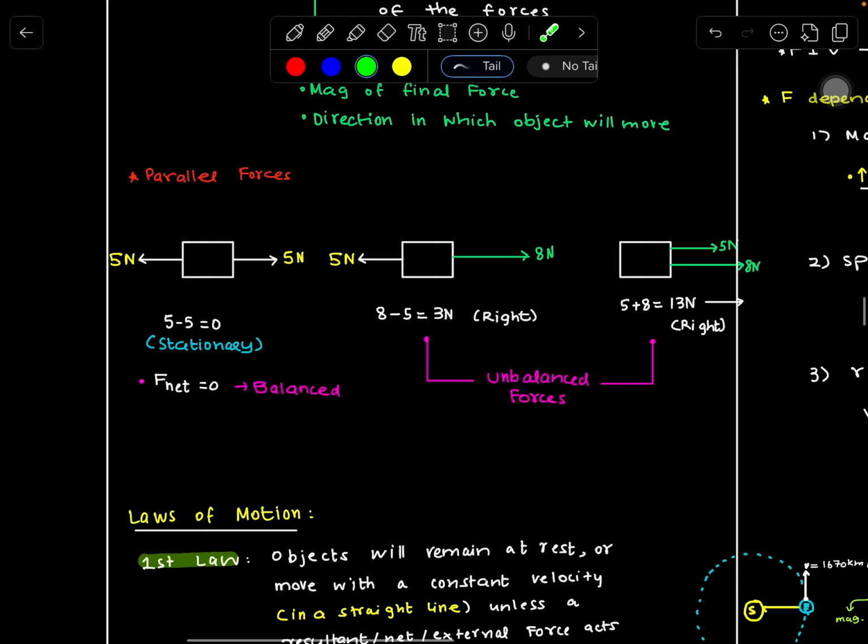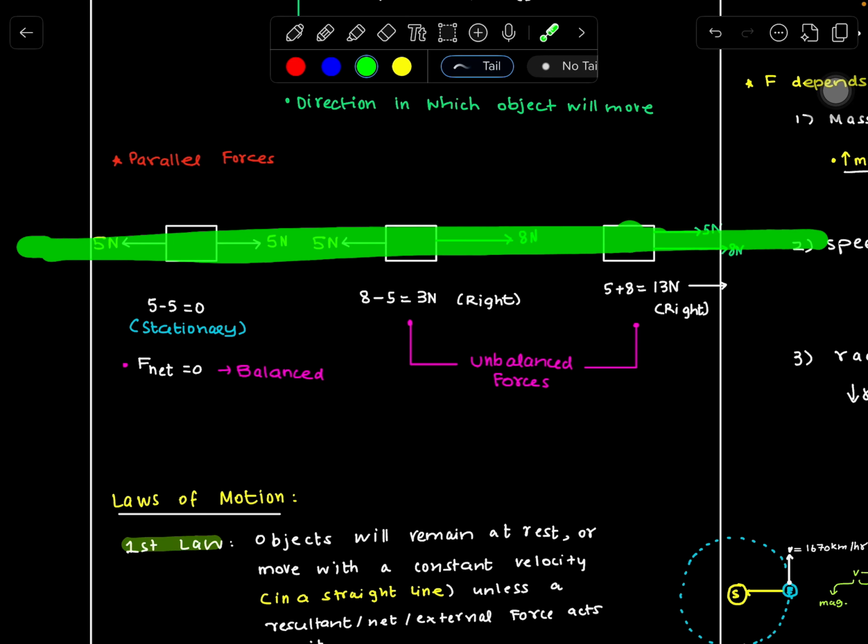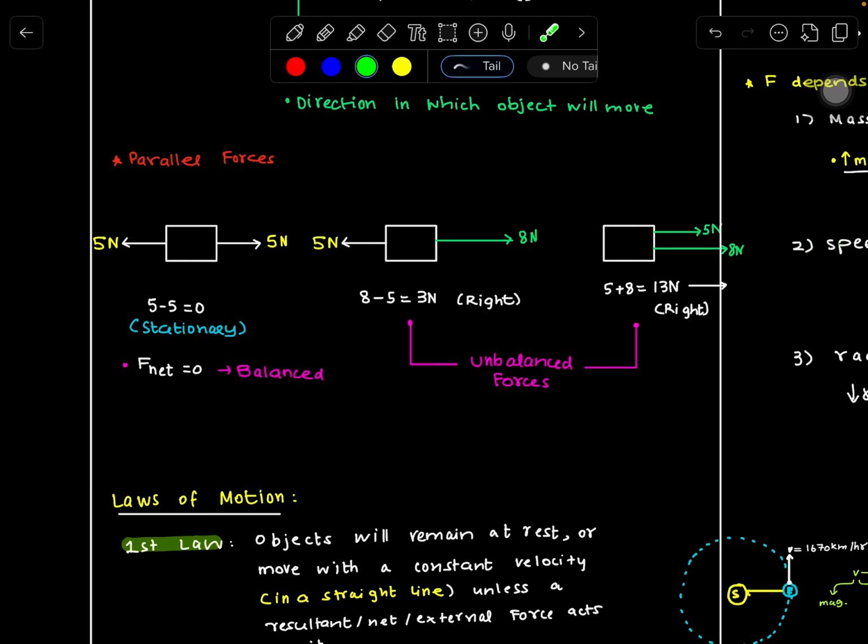Okay? How do we find net forces? If you have parallel forces, which are basically forces that are in the same axes, like if you were to draw a line, they would all be in the same line, okay? So if you have anti-parallel forces, which are in opposite directions to one another, you're going to subtract them. You have 5 newtons here, 5 newtons here, 5 minus 5 is just 0. So the net force here is 0. Your object is stationary. There is no net force on it. There's equal amounts of forces on both sides, so the object is not going to move. That's an example of a balanced force.